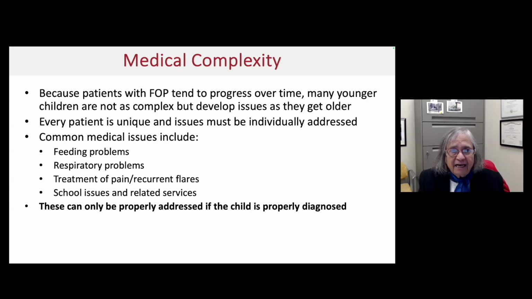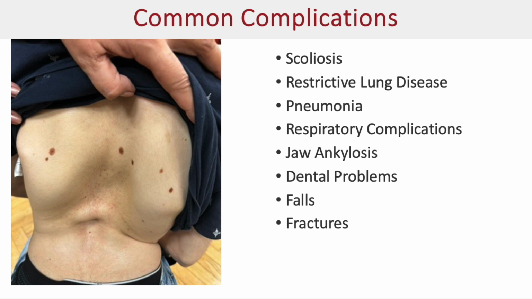So if a child has this diagnosis, you can plan and help prevent illness, treat illness, give them appropriate nutrition, and deal with the issues that arise in school. And as you say at the bottom of your slide, that can only happen if you have the correct diagnosis from the start. So I think you've covered most of the complications that are in this slide: scoliosis, restrictive lung disease, pneumonia, respiratory complications, jaw ankylosis, and dental problems.